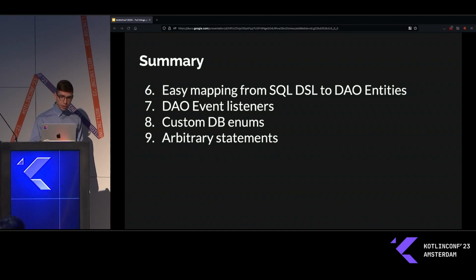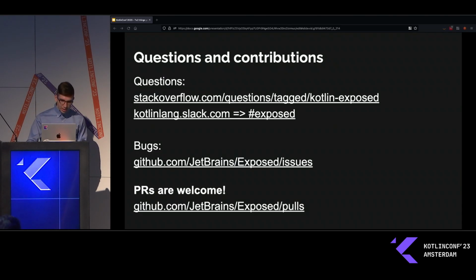If you need to audit what happens with your entities, there is entity hook that you can subscribe to. If you're dealing with legacy data, there is a custom enumeration column type that allows you to define exactly how your data is mapped when it's read and when it's written to the database. And finally, you can break Exposed and use arbitrary statements if you really have to. That's all the features I wanted to talk to you about today.